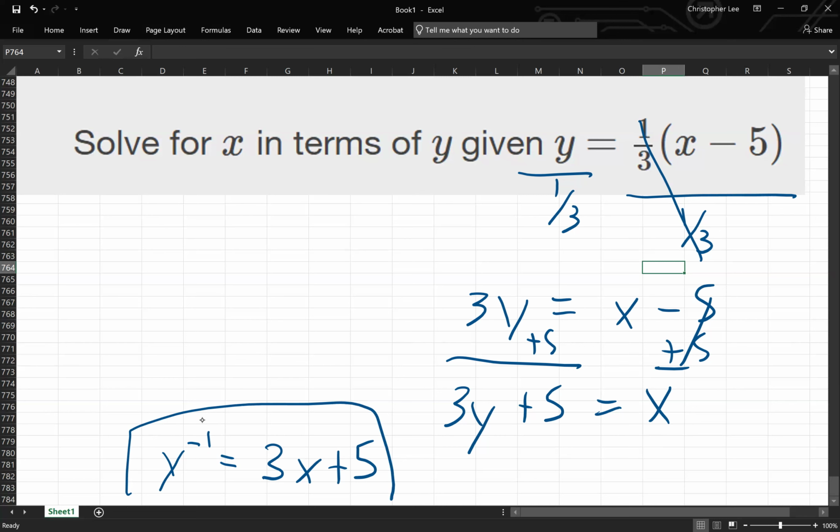So I have y over 1 divided by 1/3, right? Keep, change, flip. So you have y over 1 times 3/1, and then 3y. Or you could have just multiplied by 3 on both sides. Whatever.